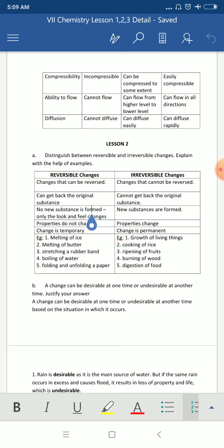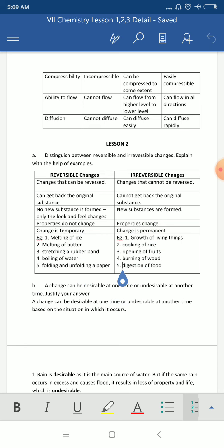Here no new substance is formed. Here new substances are formed. The properties do not change. Here the properties change, and the change is temporary. Here the change is permanent. You have 5 to 6 examples for reversible and irreversible.